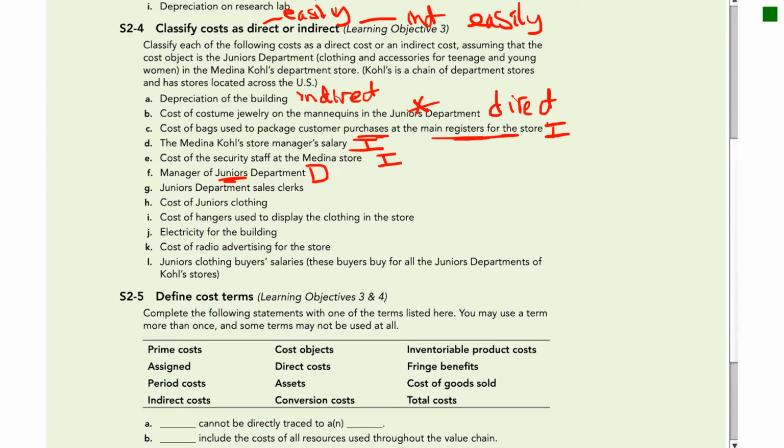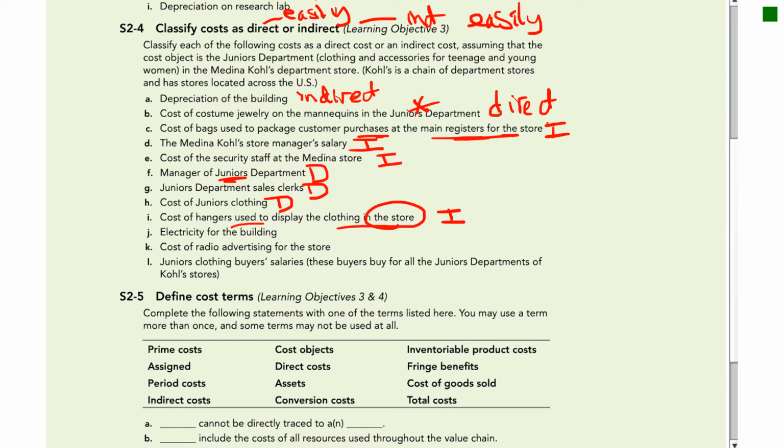The junior department sales clerks, again, same thing. That would be direct. And again, the reason that's direct is because they work only in that department. That's easy to trace their cost to that department. H, cost of juniors clothing. Again, I'm going to put a D for direct. This is clothing only for that department, so that's easily traced. That's direct. Cost of the hangers used to display clothing in the entire store. That's going to be indirect. To figure out exactly how many hangers are only in the juniors area, that might take some time, so that's not easy, so that would be indirect.